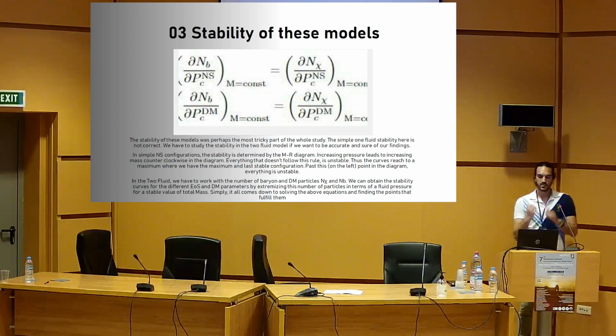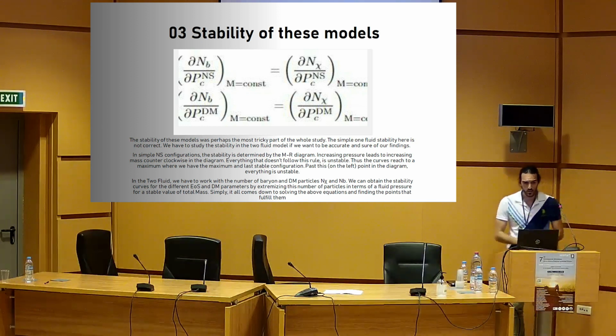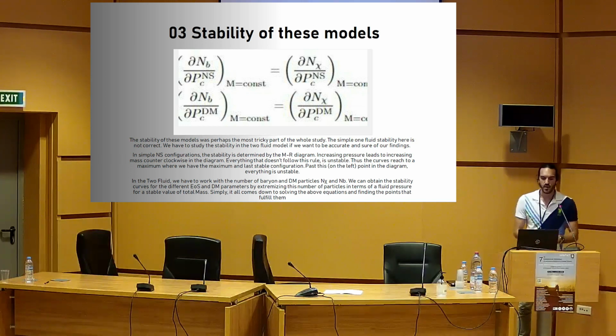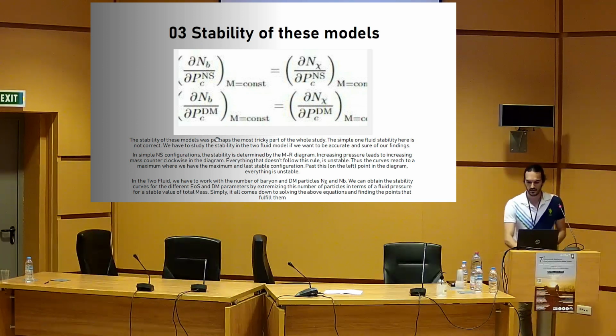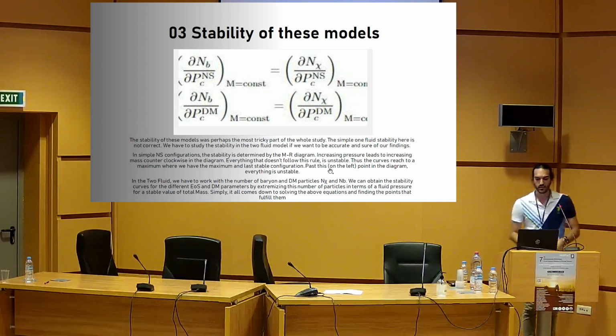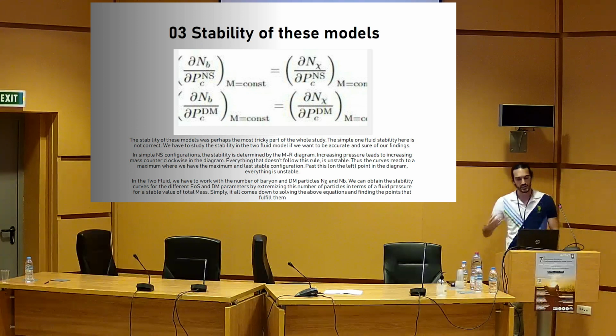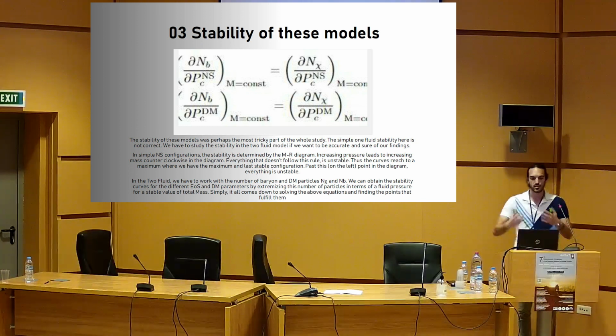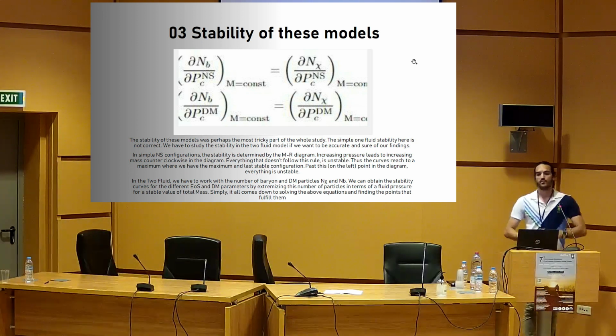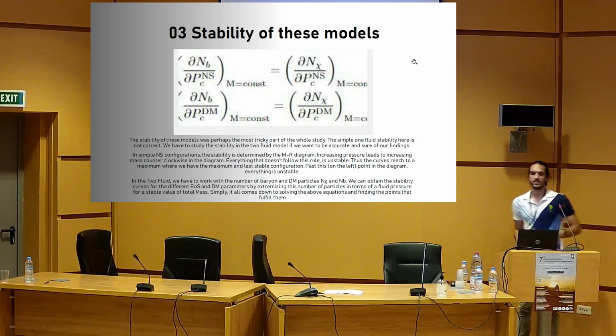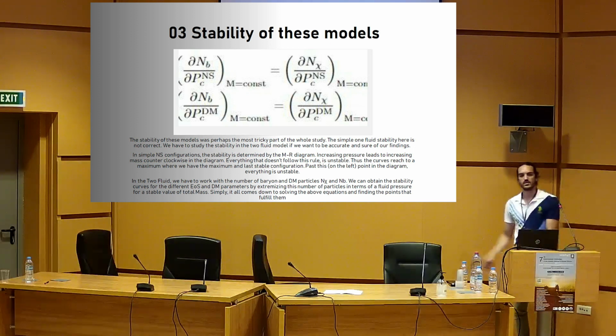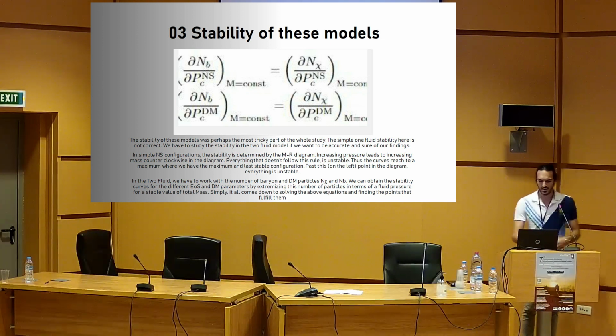If someone takes this as the stability criterion of the two-fluid model, it is going to fail. Why? Because in the two-fluid model we have to work entirely differently, because now we have to work with the number of baryon and dark matter particles, as you see here, down here, and we can obtain the stability of the curves for the different equations of state and dark matter parameters by extremizing these quantities. So it all comes down to solving these equations. So for a constant mass, we build configurations, and we see where these quantities become local maxima and minima.